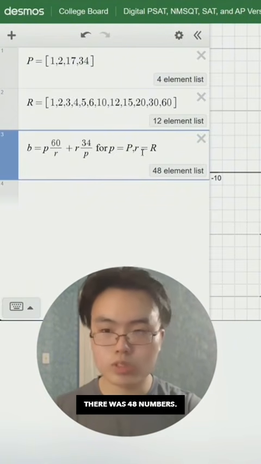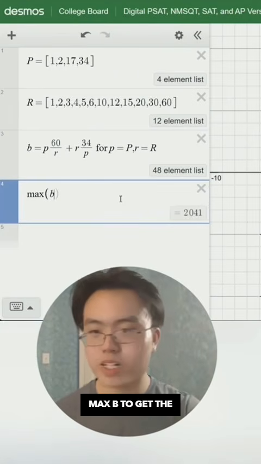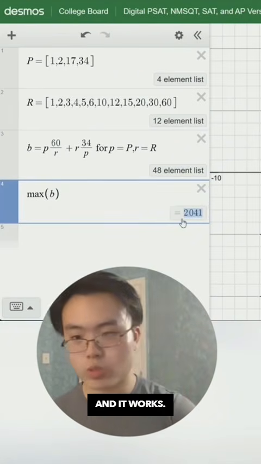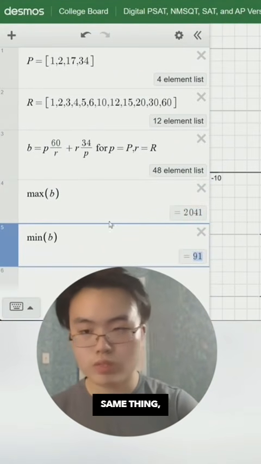It gets 48 numbers. That's 4 times 12. It runs through all the combinations, and then we can just do max b to get the maximum value of b, and it works. The answer is 2041. If for some reason the question was asking you for the minimum, you could do min b, same thing, and you get the minimum.